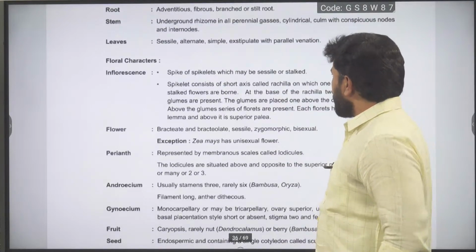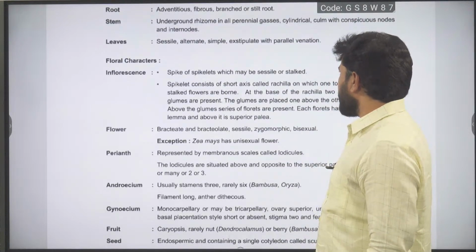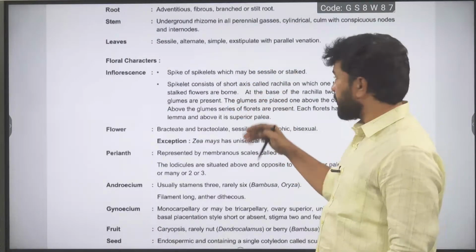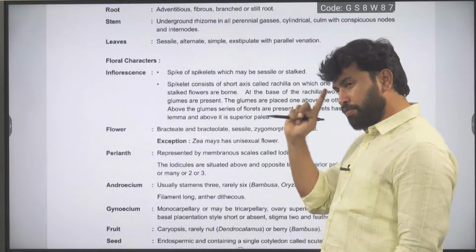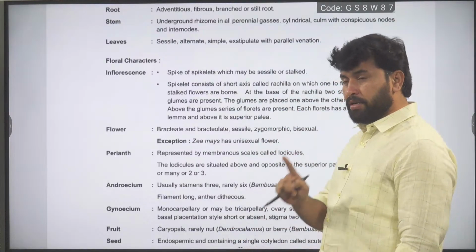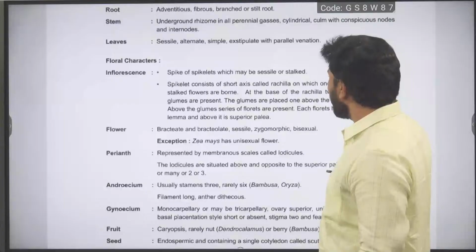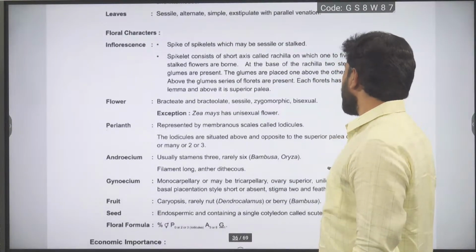Sessile, alternate, simple, exstipulate, parallel venation. I told you monocots generally do not have stipules. Exstipulate. Only one plant so far I have mentioned which has stipules. That should be Fabaceae members. Spike or spikelet with many sessile or stalked flowers.